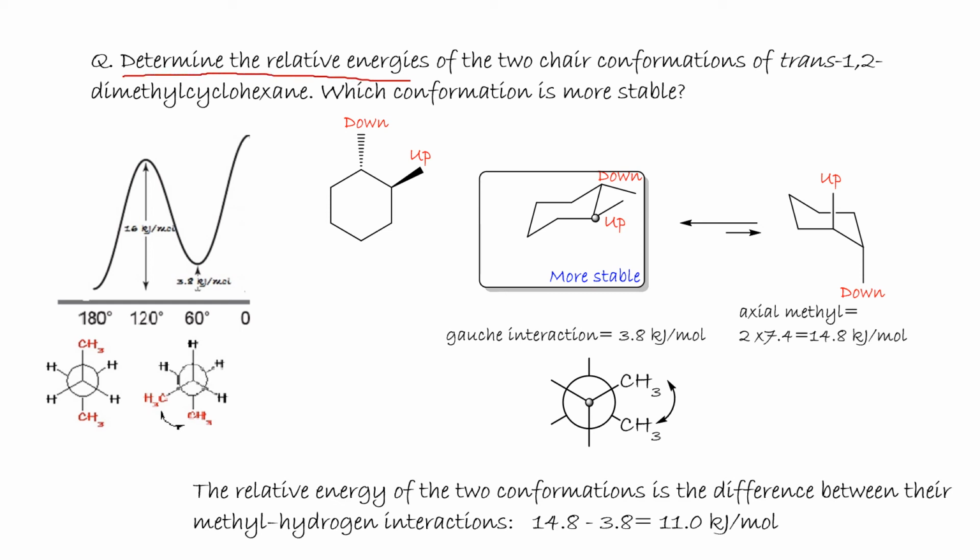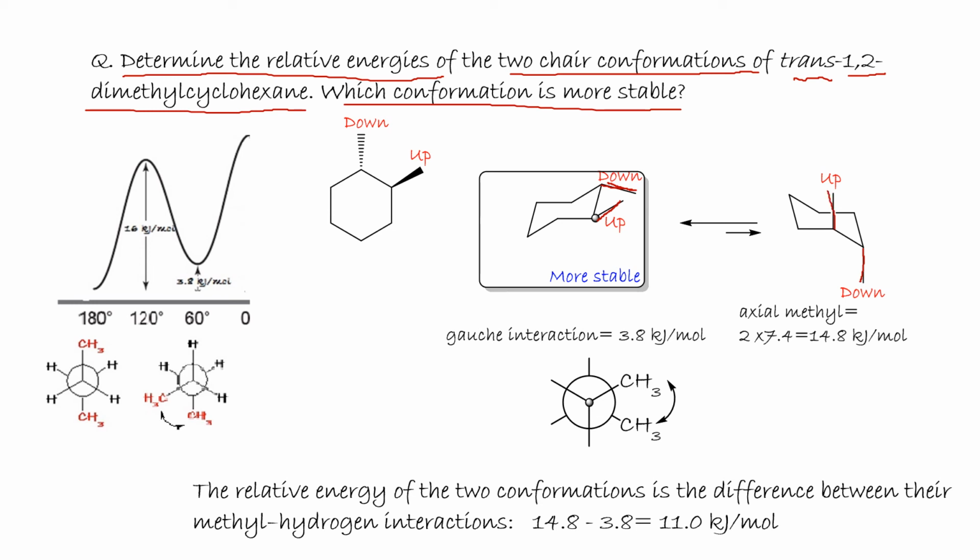Determine the relative energies of the two chair conformations of trans-1,2-dimethylcyclohexane. Which conformation is more stable? We will come to this later. When one methyl group is down and one is up, we call that trans. So this is down and this is up, so both of them are equatorial. When we flip it, it will be axial, axial.